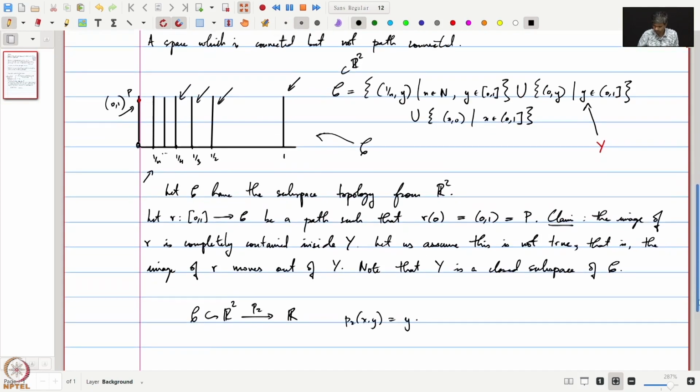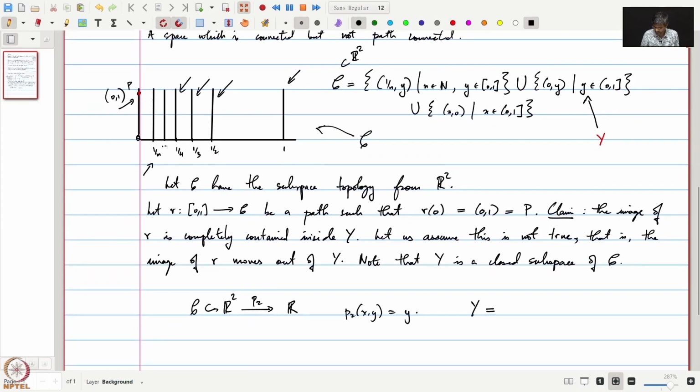Right, and the subspace Y is exactly equal to, let's say this is I, I composed with P2. P2 is continuous, the projection maps are continuous, and the inclusion is continuous because C has subspace topology, and therefore the composite is continuous, and Y is exactly the inverse image of 0 in C, right? So therefore Y is a closed subspace of C.